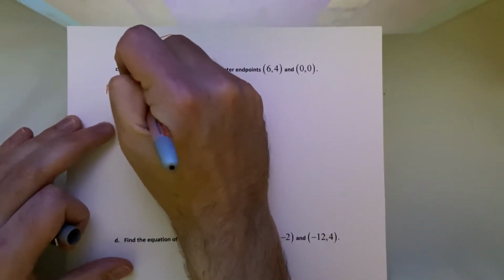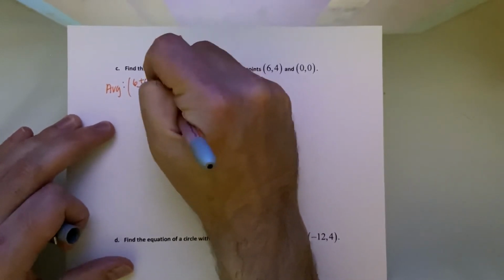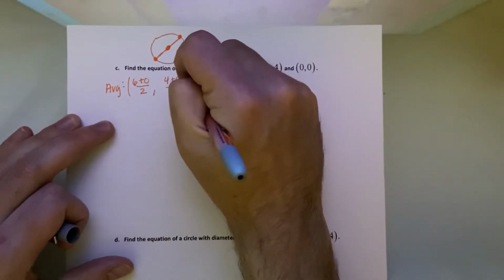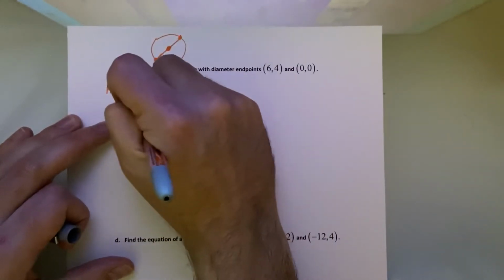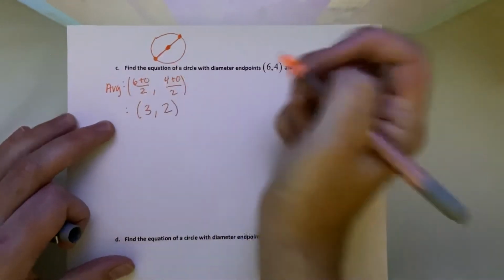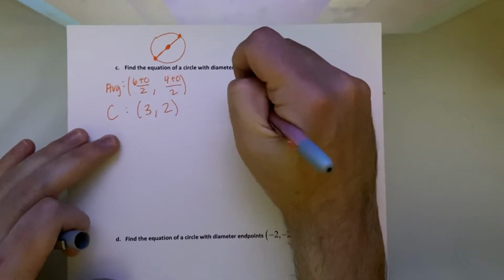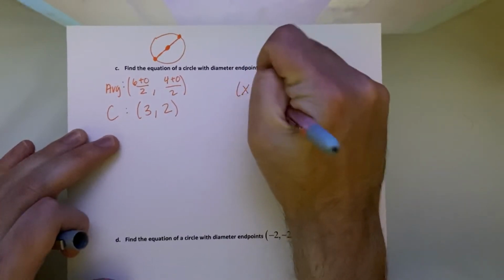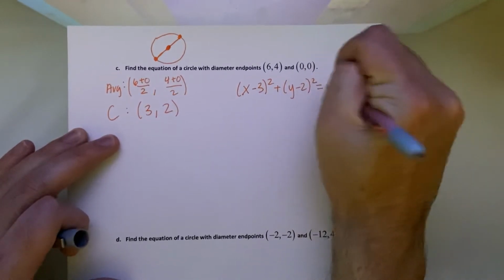Add the x values, 6 plus 0 divided by 2. Add the y values, 4 plus 0 over 2. That's 6 over 2, 4 over 2, so that's 3, 2. So this is our center. How does that help us? Well, we know the equation is x minus 3 squared plus y minus 2 squared equals r squared.